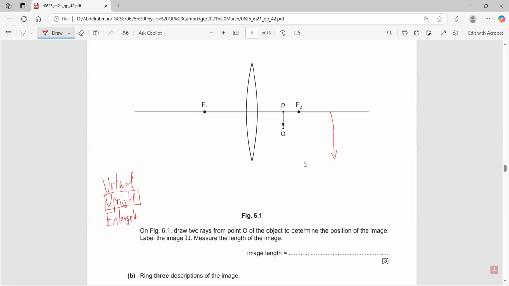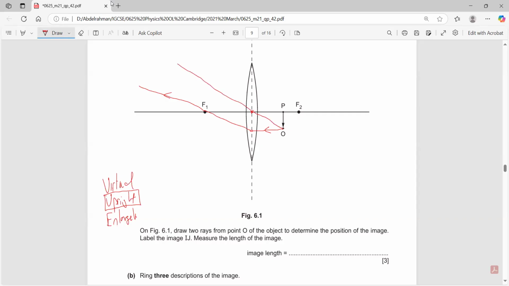Okay, let's go on. I want you to flip your page and start drawing the image. First line, how can you draw the first line? It's parallel, right? You have to draw the line parallel to the axes, and then from this point it would refract passing through the focal point this way. And then the second line passes through the center, undeflected, unrefracted, nothing will happen to the line, right?